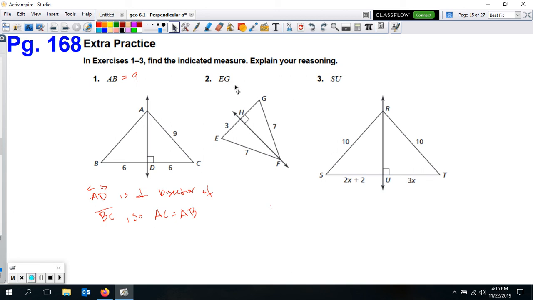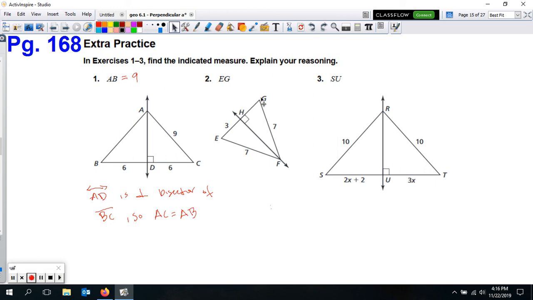On EG, we have it in reverse, more of the converse. We can see that we have this line going through. It is perpendicular, and since F, which is on this line, is equidistant from G and E, they're both 7 there, that means F has to lie on the perpendicular bisector. That means this has to be a perpendicular bisector between G and E, making both of these sides equal to 3. So if this side is 3, then HE is 3.